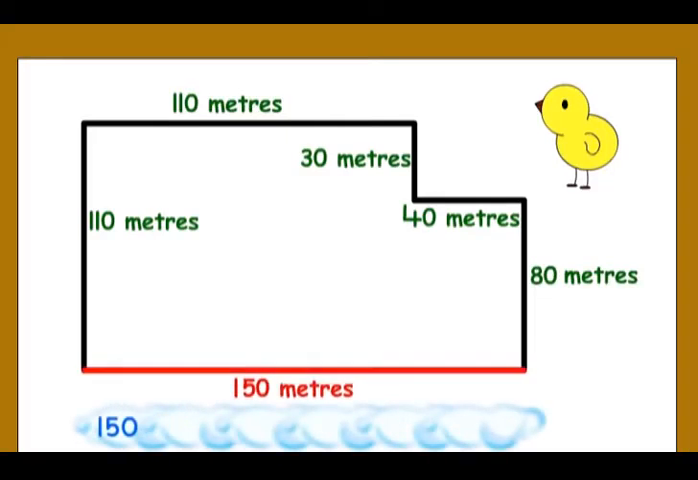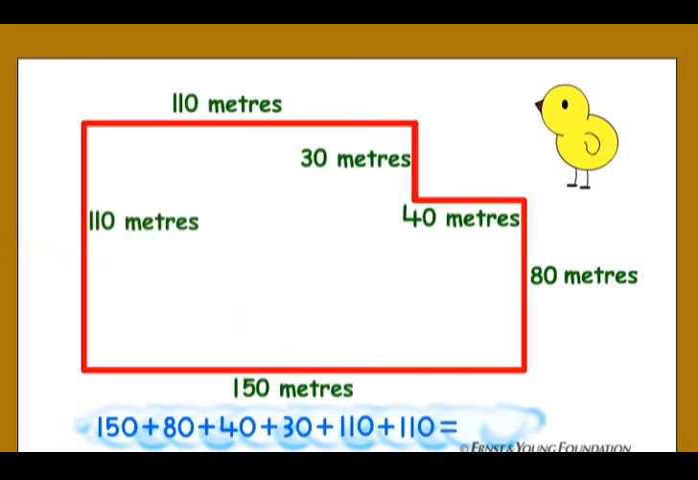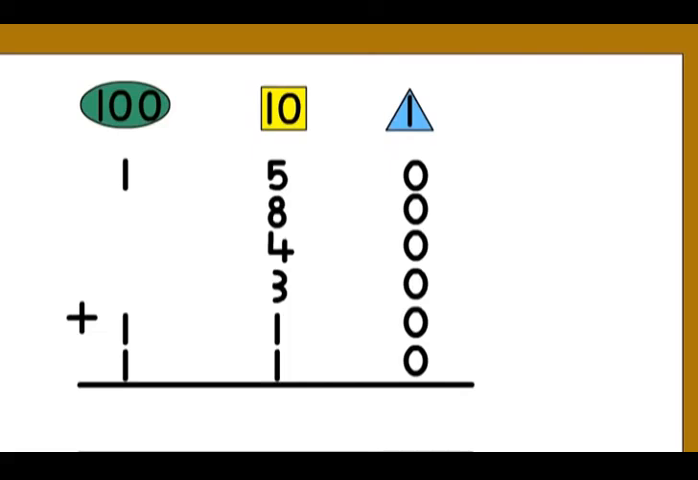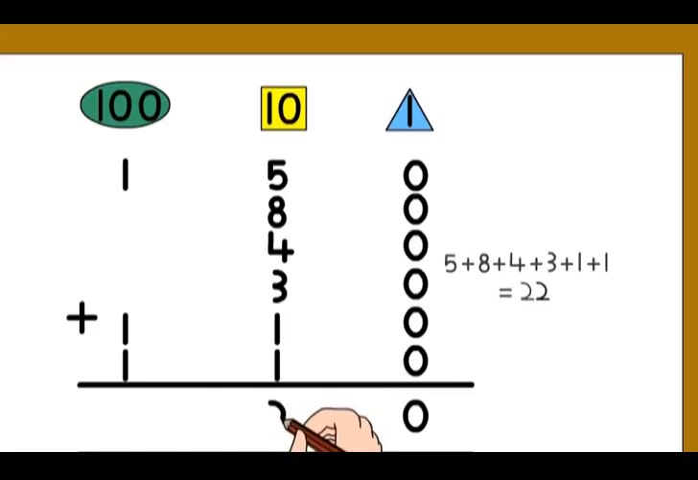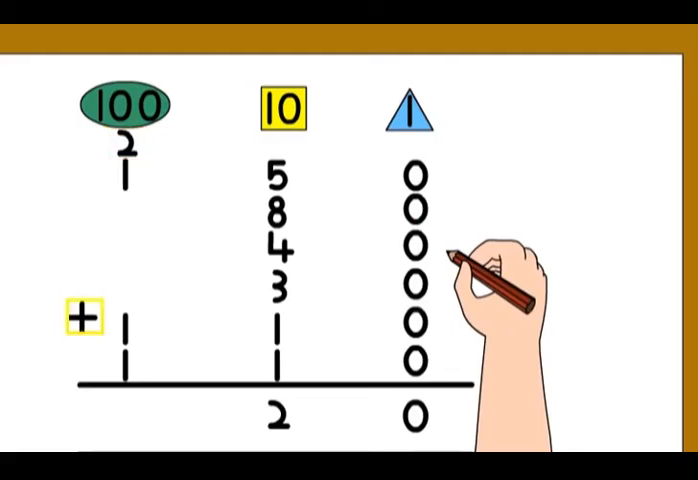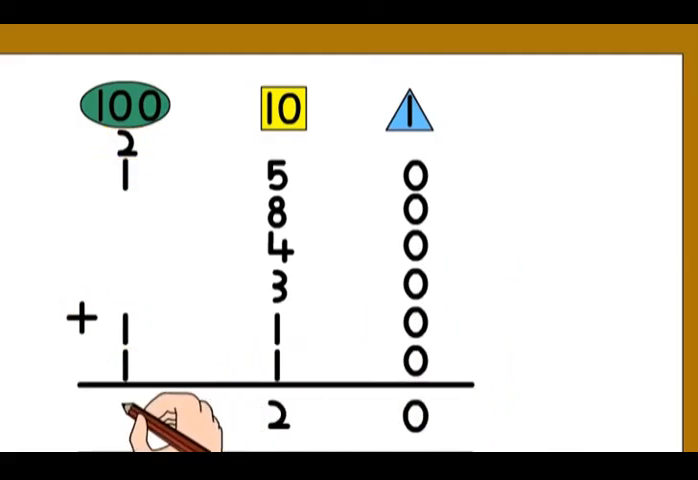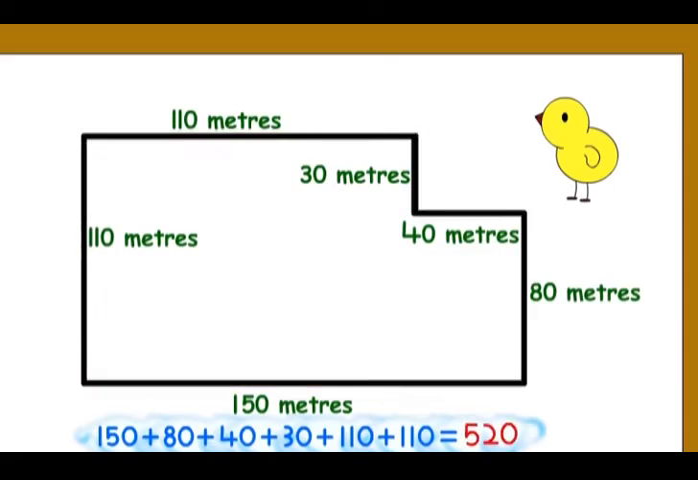It is 150 plus 80 plus 40 plus 30 plus 110 plus 110. Let me add them up now. I will write it down in this notebook. Hundreds, tens, and ones. Now let me add the ones column. It is 0. The tens column now. It is 5 plus 8 plus 4 plus 3 plus 1 plus 1, which is 22. 2 here and carry forward 2. 2 plus 1 plus 1 plus 1 is equal to 5. So, it is 520. The length of the boundary of the school field is 520 meters.